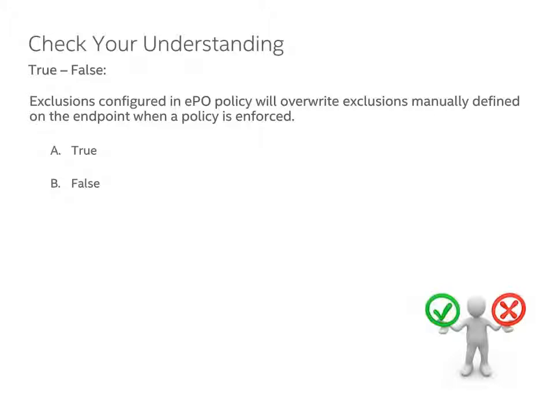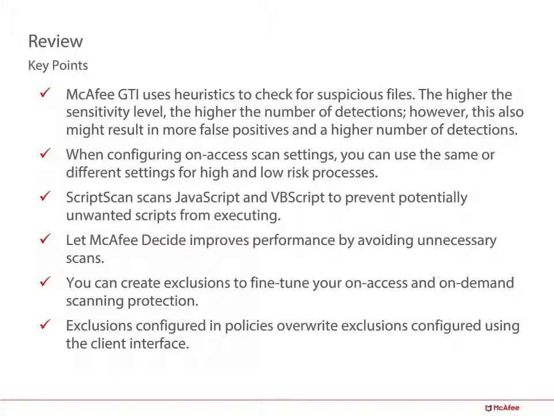The key points to remember: recall, McAfee GTI will use heuristics to check for suspicious files. The higher your sensitivity level, the higher the number of detections. However, you might have a lot more false positives along with your higher number of detections. When configuring your on-access scan settings, you can use the same or different settings for high-risk, low-risk, and standard-risk processes.